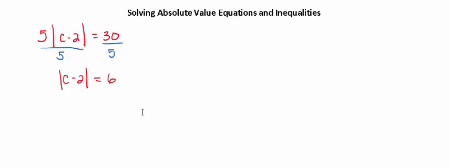Now don't forget, in this situation we had a 5 outside of the absolute value bars. If there was nothing outside of the absolute value bars, then you could go right ahead to where we are now, and that's set up both your positive and negative case. Let's go with the positive case and our negative case. The positive case, we're going to take the c minus 2. That's going to be the positive version of that. Set that equal to 6. The negative case, the c minus 2 will be negative, and that's still equal to 6.